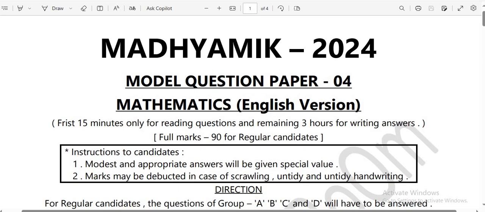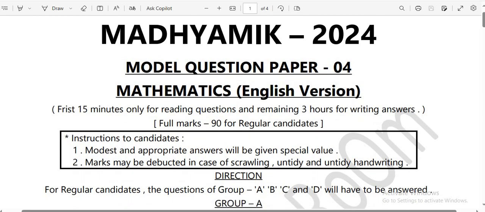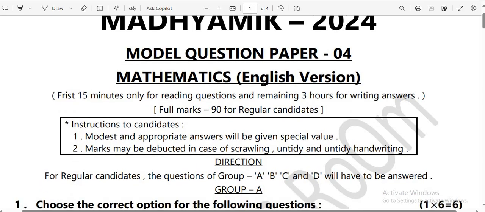Dear student, today we will see life science mathematics model question paper 4 of Madhyamik 2025. I have asked questions like we do in Madhyamik. Now we will see the exam rules.